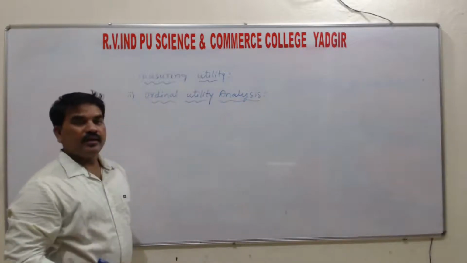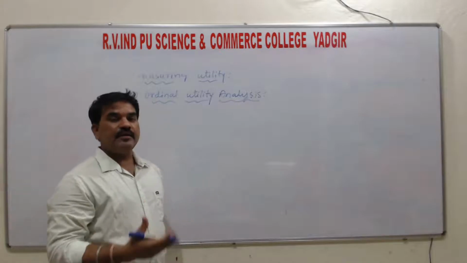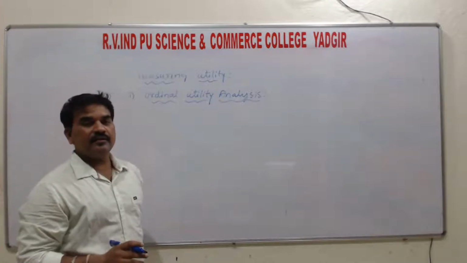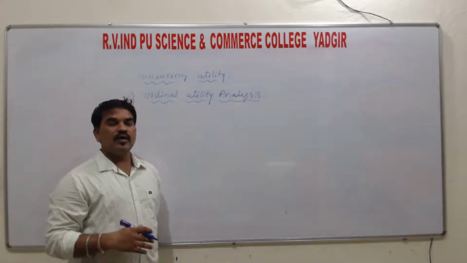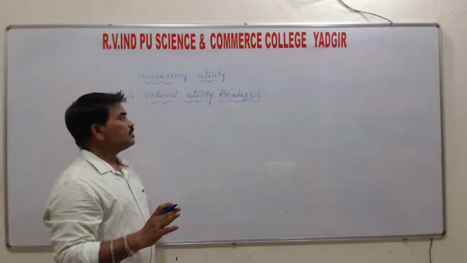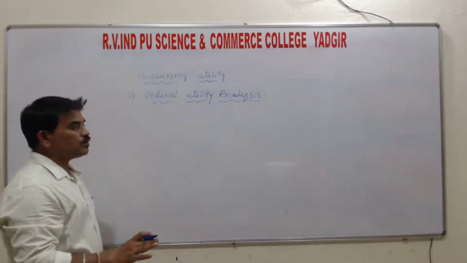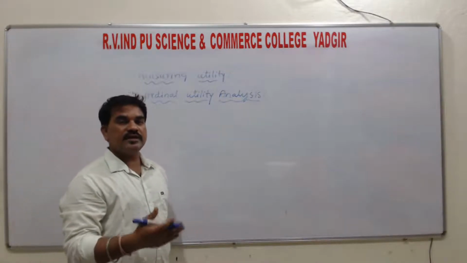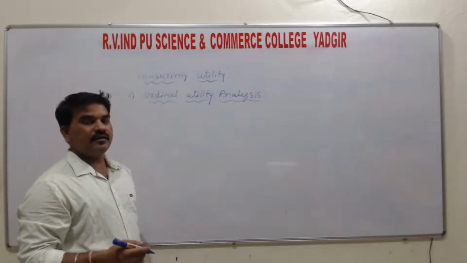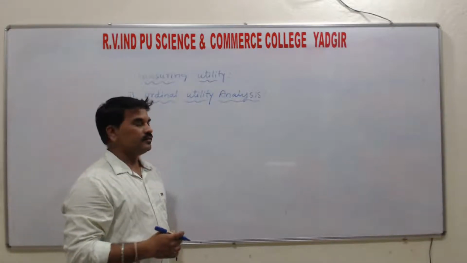In the cardinal approach, it says we can measure the utility in terms of numbers, but in reality, the consumer will not mention his utility in terms of numbers. It is not very true to say that the consumer always measures in terms of numbers, but we can say he can rank the utility.